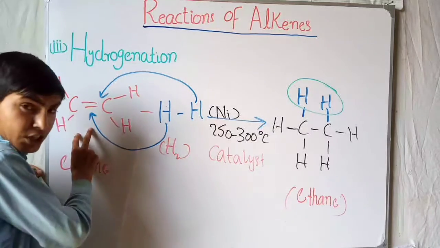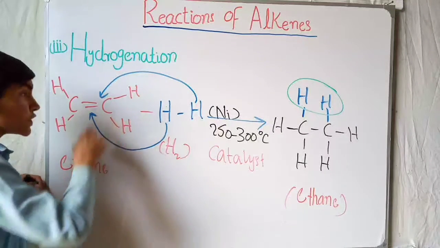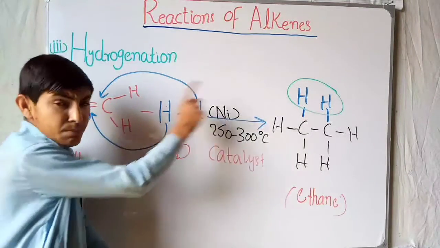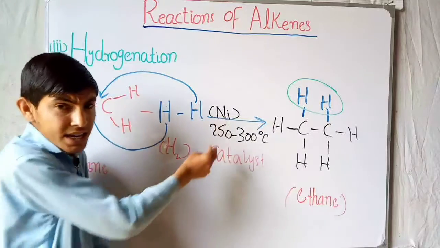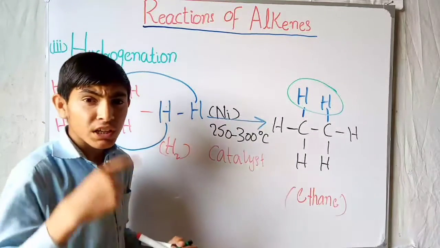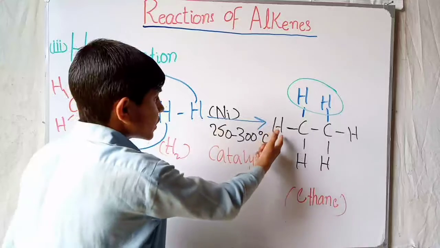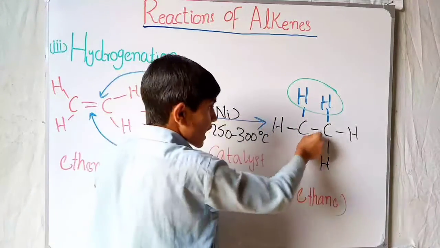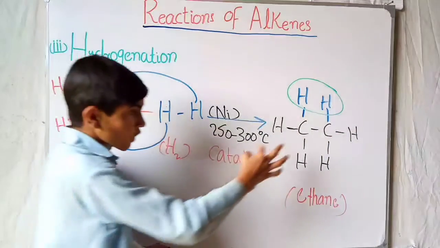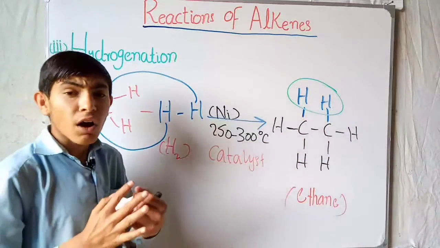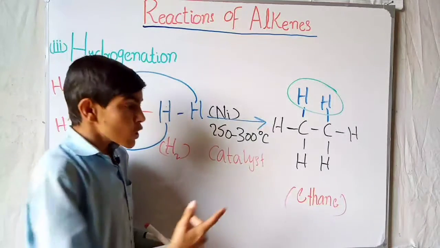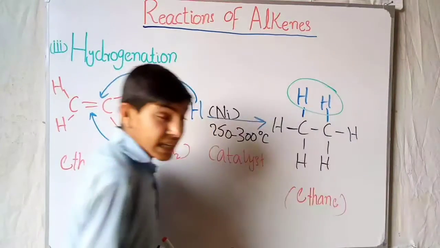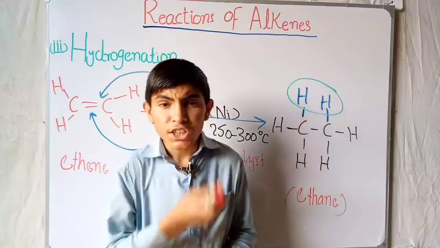So when we reacted the H2 molecule with the ethene, the double bond between the carbon atoms was converted with the help of H2 and the presence of nickel as a catalyst, at a temperature from 250 to 300 Celsius, and the product gave us the double bond converted into a single bond, and the H2 molecule is added to the two carbons, and hence the carbon completes all its four bonds. So now it is termed a saturated hydrocarbon, and we call it ethane. So this was about the important reactions of alkene.